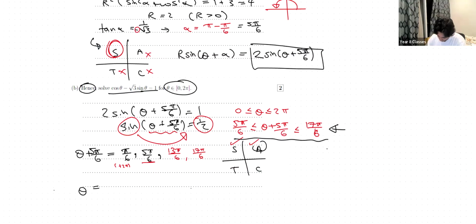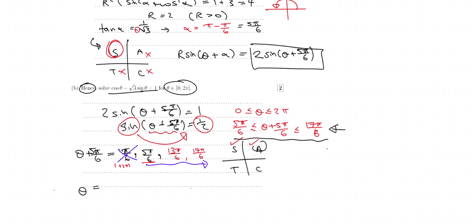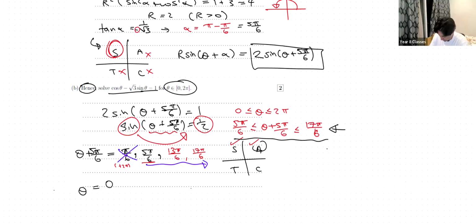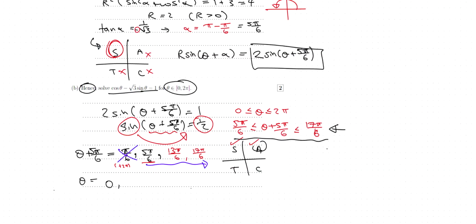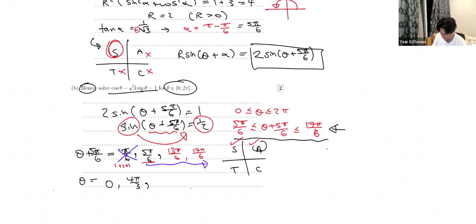Okay, so what will our answers for theta be? So 0. And 4 pi on 3. Yep. And then 2 pi. Yep, exactly. And that's our final answer.